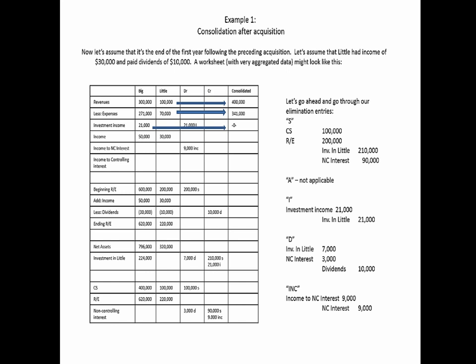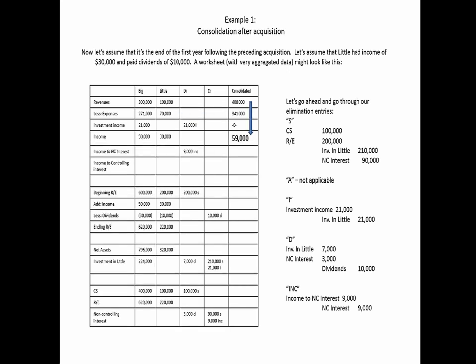Okay, let's go ahead and run through our worksheet. Again, we add across revenues. So the combined revenues are $400,000. We add across the expenses. So the combined expenses are $341,000. And the investment income, as always, goes to zero. Again, that's one of our comforting check figures. The investment income always has to be zero.